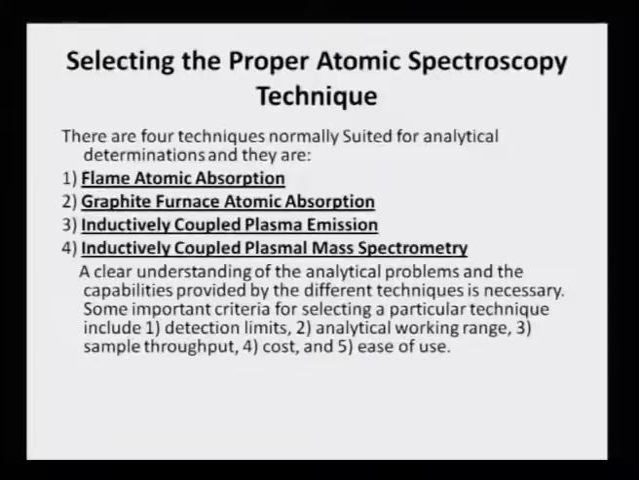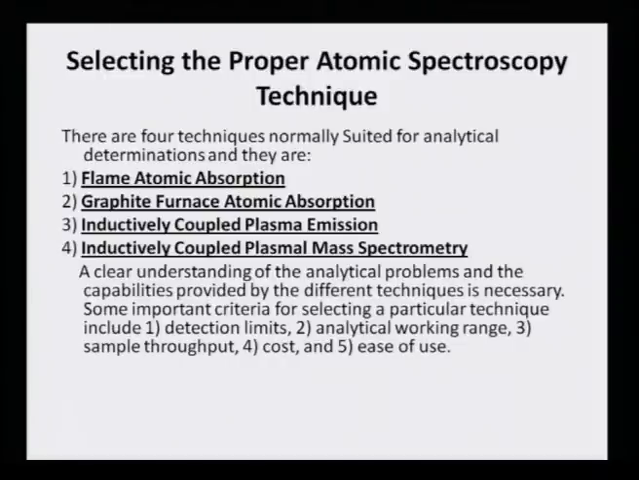Coming to the metal analysis of the eco parameters, the different types of spectroscopic methods that are used for metal analysis are by selecting the proper atomic spectroscopic technique. There are 4 major techniques that are suited for analysis of metals: flame atomic absorption, graphite furnace atomic absorption, inductively coupled plasma emission, and inductively coupled plasma mass spectrometry. A clear understanding of these analytical problems and the capacities provided by the different techniques is necessary.